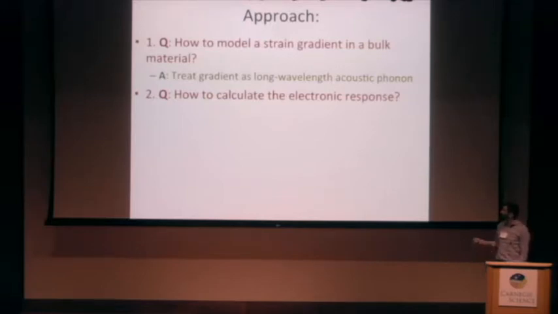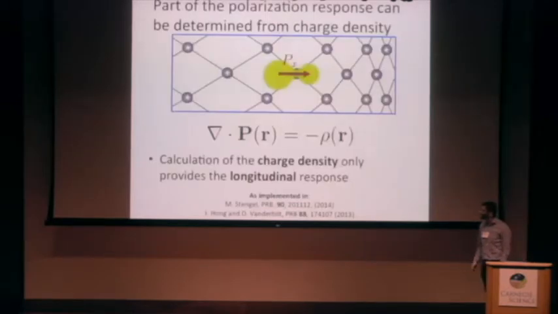The second question is, how do we calculate this polarization response that I've been referring to? In the schematics that I showed before, they were based on looking at the induced charge density from a strain gradient perturbation, or a phonon perturbation. And the induced charge density from a phonon perturbation is something that's readily available in most DFT packages. And it's been used in previous implementations to calculate flexoelectric coefficients.